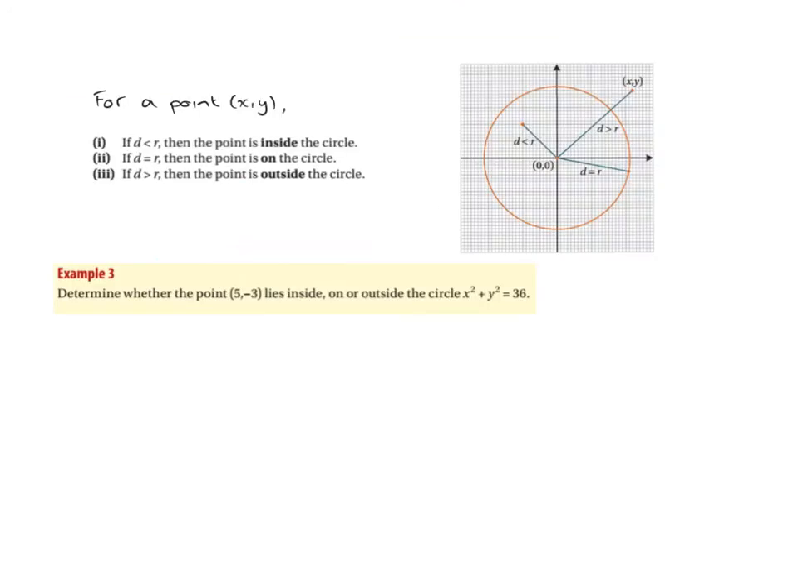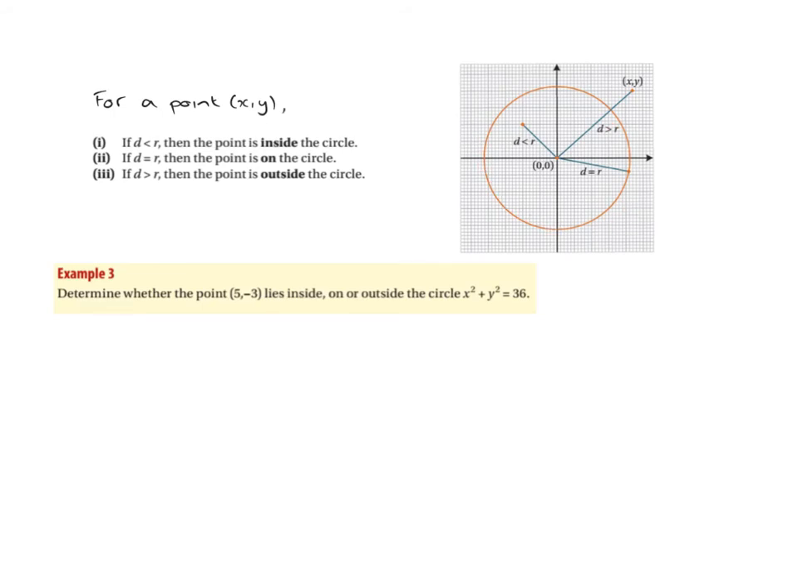The last thing that we're going to be asked to do is to determine whether a point lies inside, on the circle, or outside the circle. So let's have a look. We already know about the one if it's on the circle. Then we should be happy that the distance from the point to the centre here, 0, 0, will be equal to the radius. If it's not, then it won't be on the circle.